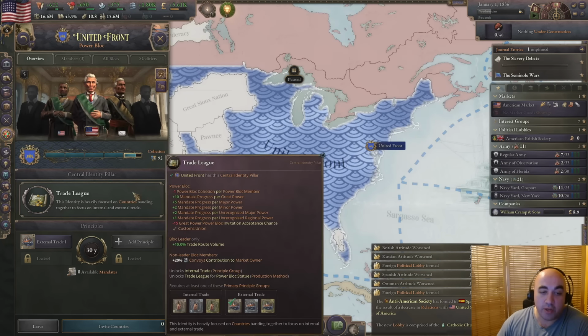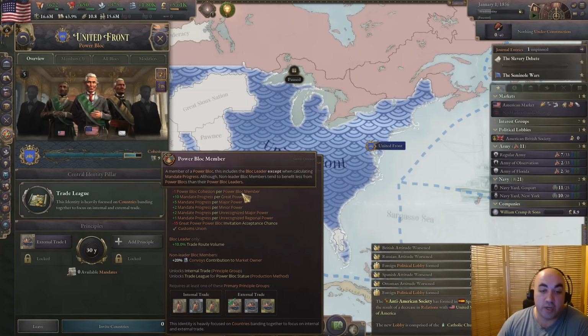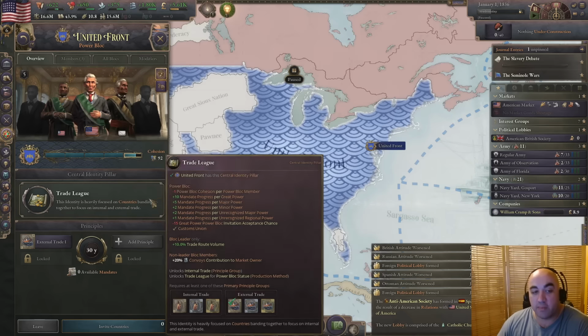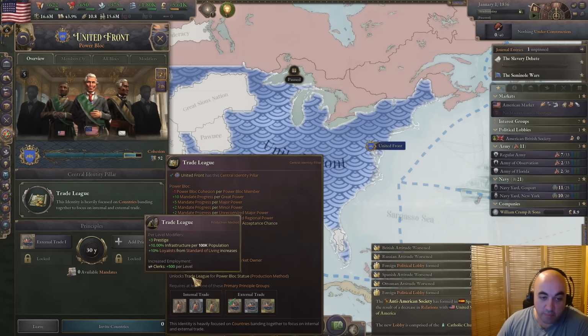You do have the great power invitation chance acceptance penalty, but you have the smallest bloc cohesion penalty per bloc member, and so this means you can form a really, really large bloc without starting to suffer penalties. Everyone else is 2 except for the Sovereign Empire, which is -3, so this is kind of substantive. Taking a look at your statue as well, you are going to have plus 10% infrastructure per 100k population and plus 10% loyalists from standard of living increases. This is probably the second best statue, and is probably the best statue to spam.